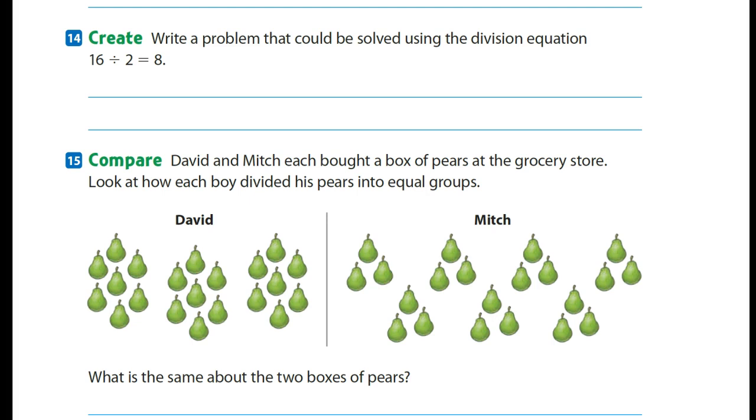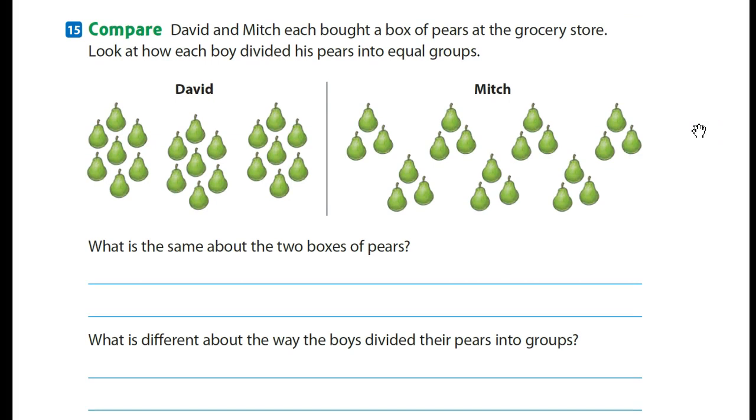It says write a problem that could be solved using the division equation 16 divided by 2 equals 8. You could say something like, I have 16 slices of pizza, and I'm going to give it to 2 of my friends. How many slices can I give to each of my friends? That would be 8. So I'm just limited to that. But let's go and do 15.